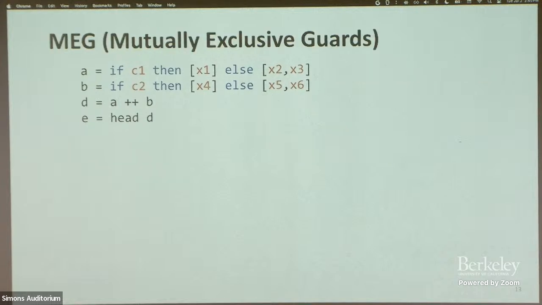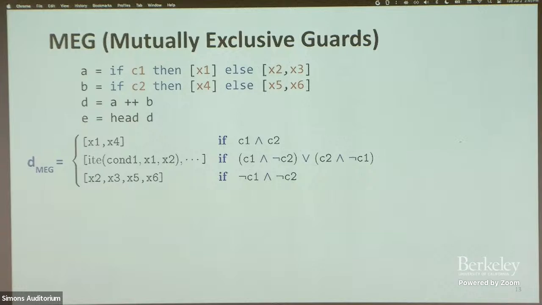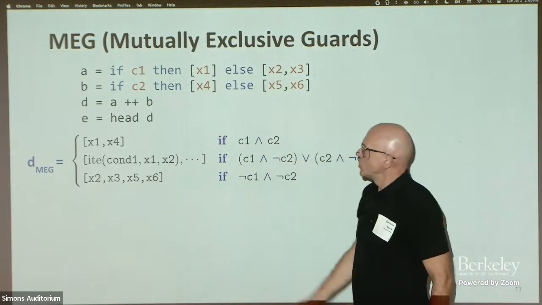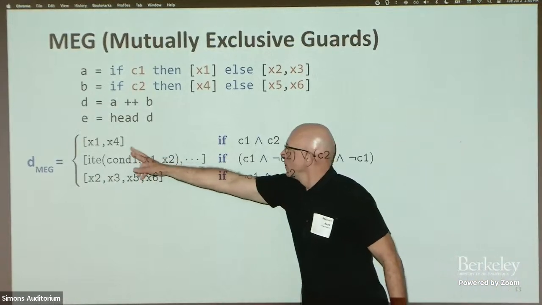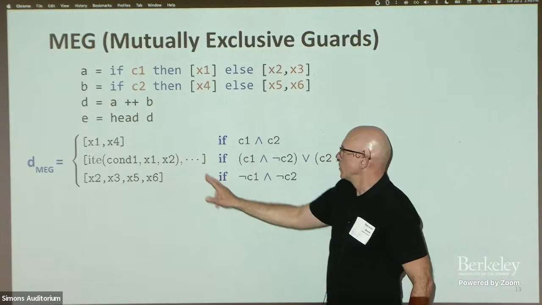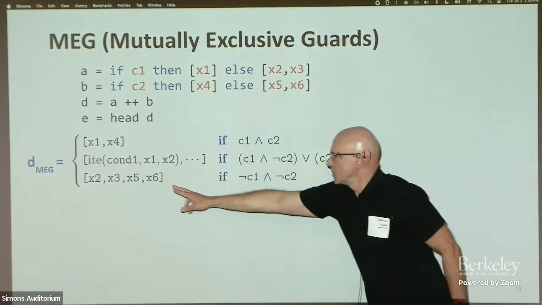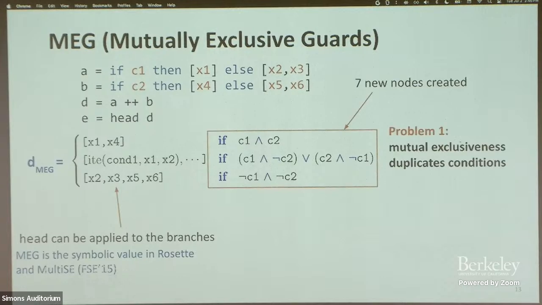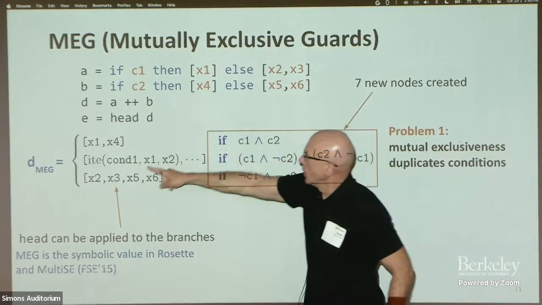So the representation that has been used prior to this work, we call MEG, for mutually exclusive guards. It was used by Rosette or by Koushik Sen's JavaScript system. Effectively, the value of D here, which is that symbolic list, is this if this is true, or it is a list where each element is an ITE condition, if that is true, and it is this list if this is true. And these conditions are mutually exclusive, okay? And as a result, you can now apply this operation here on these things, right?